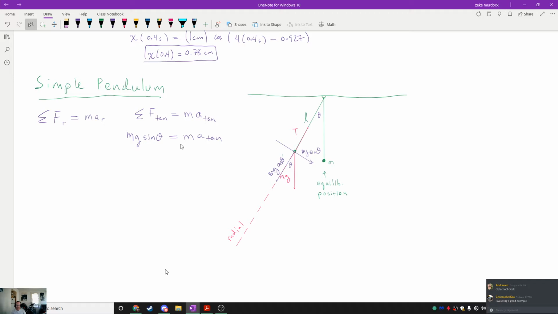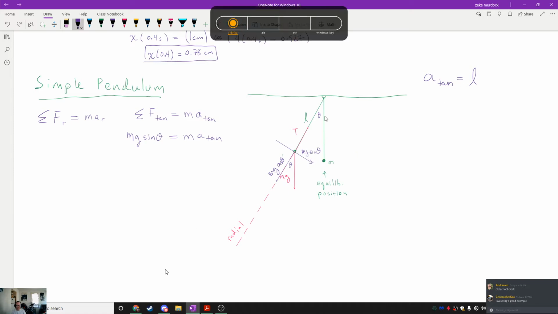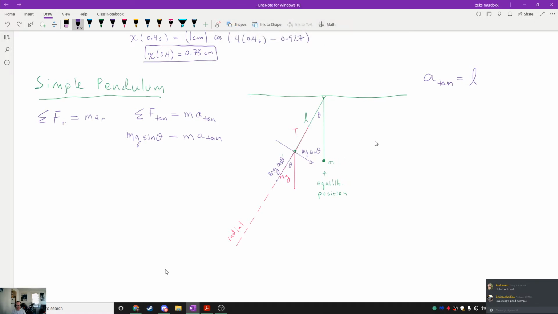And the other thing that we can do is we can say, we learned before that tangential acceleration is related to the radius of the path that you're moving on, which in this case is going to be L. This object is basically going to swing back and forth like this along a partially circular path whose radius is going to be L. So the tangential acceleration is going to be L times alpha, where alpha is the angular acceleration. So let's replace that inside of here.